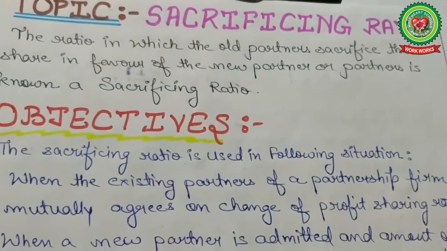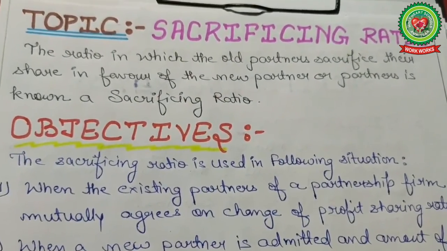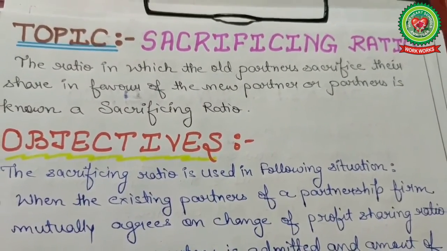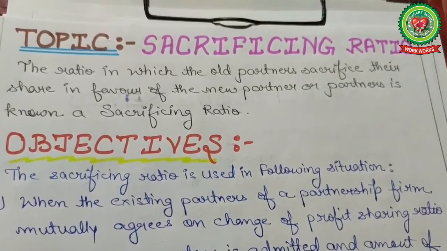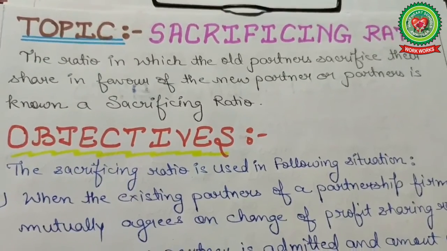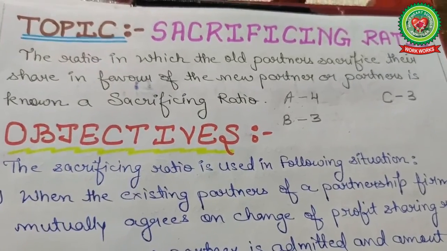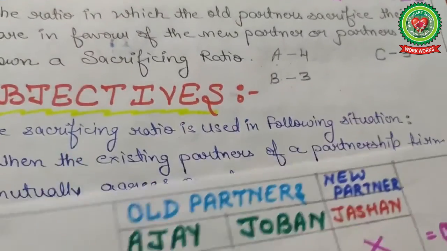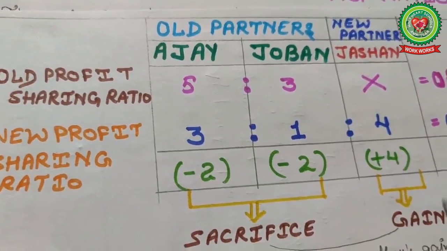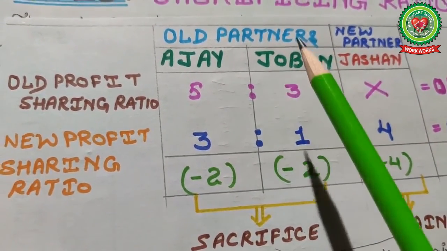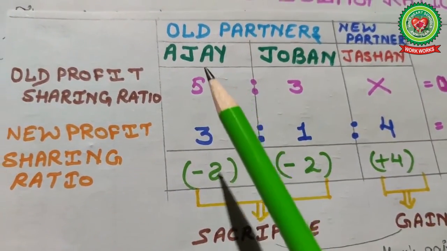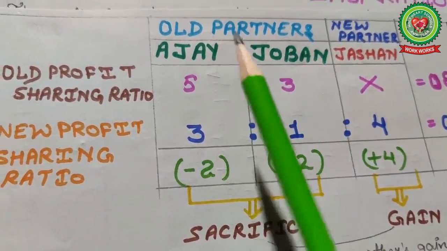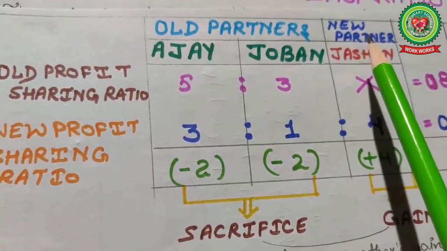sacrificing ratio, how to compute sacrificing ratio. The new profit sharing ratio and sacrificing ratio are simply a mathematical part. So, what is sacrificing ratio? My today's topic is all about the sacrificing ratio. With the help of an example from my previous lecture: old partners Ajay and Jovan, and the new partner Jashan enters.